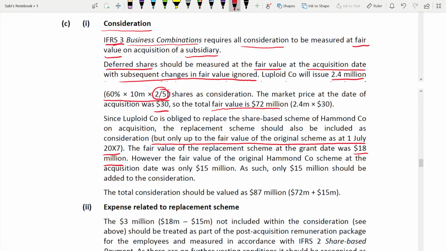I'm so sorry, that was before the consideration date, right? It was at the acquisition date. If it was after, then it would not have been taken. But since it is at the acquisition date, see, this is why date is very important. You have to say at which date. This is at the acquisition date. So the fair value of the original scheme at the acquisition date was only 15 million. As such, only 15 million should be added to the consideration.